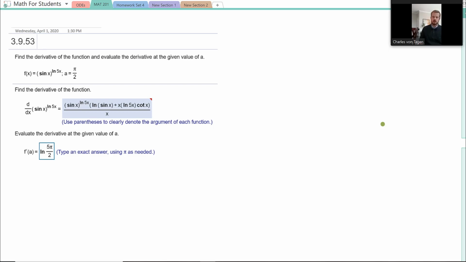Hey folks, I've had a question from some of you about this problem here, so I'd like to go ahead and work it. So this is from the section 3.9 homework, and let's go ahead and give it a shot.